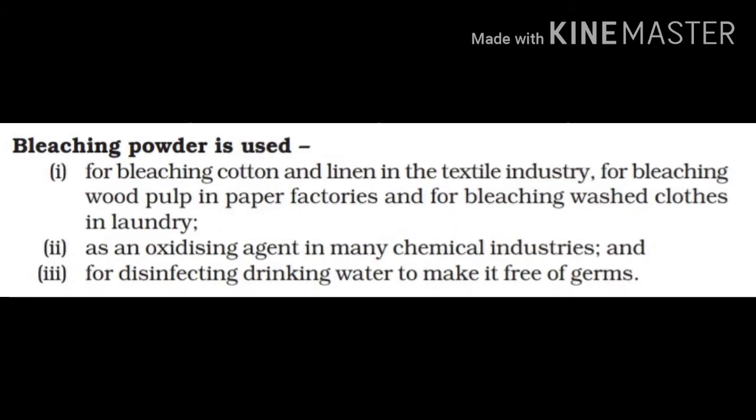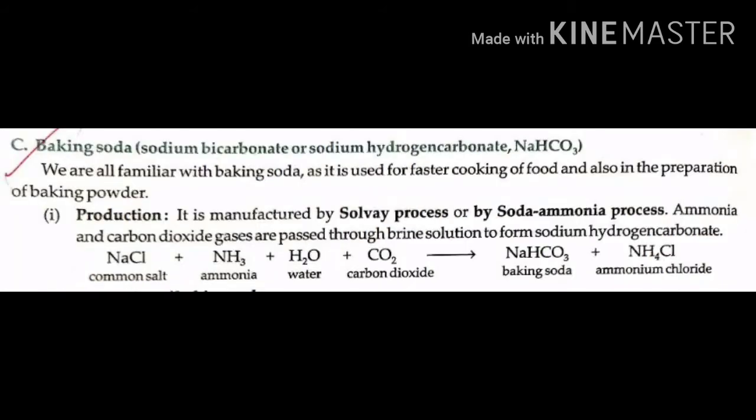The uses of bleaching powder. It is used for bleaching cotton and linen in the textile industry, for bleaching wood pulp in paper factories, and for bleaching washed clothes in laundry. It is used as an oxidizing agent in many chemical industries, and it is also used for disinfecting drinking water to make it free of germs.